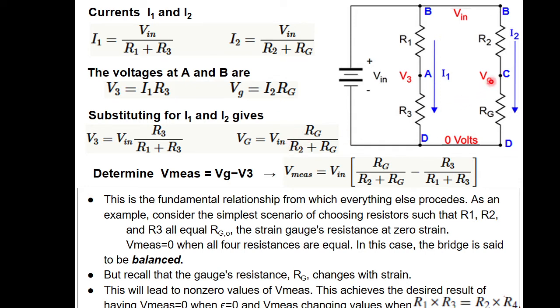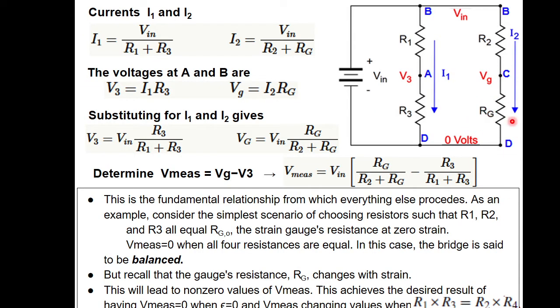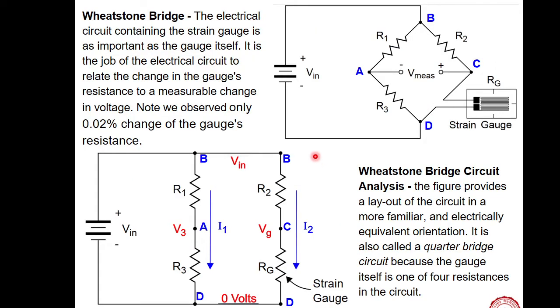Now, initially it is balanced. That means in the initial configuration, when the strain gauge is not under the stress field, it is balanced. There is no current through this, and the measured voltage is 0. But when the strain gauge is in a stress field, there is a change in its resistance. Then there will be some change and we will get some measurement. If the voltages at point A and point C are different, their difference will be the measured voltage.